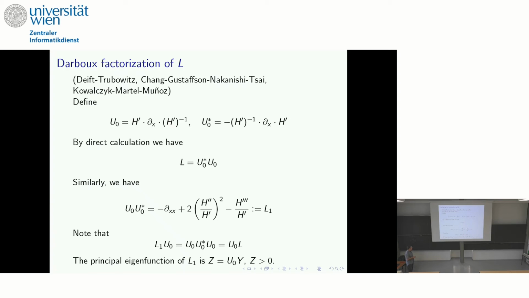And from this, it follows, it's very easy, that L1 has a principal eigenfunction, but now the principal eigenfunction of L1 is U0 applied to the second eigenfunction of L. Okay? So L1 has one eigenfunction less than L. This is the key observation, and this is the nice property of L1.